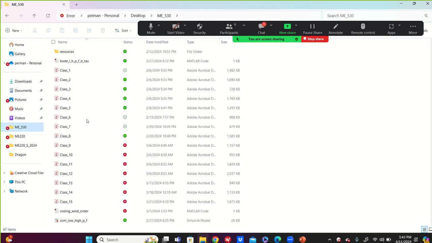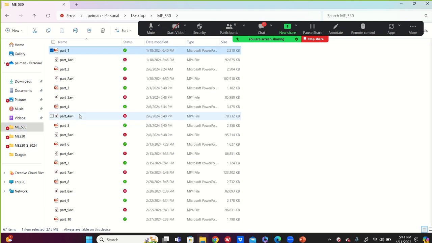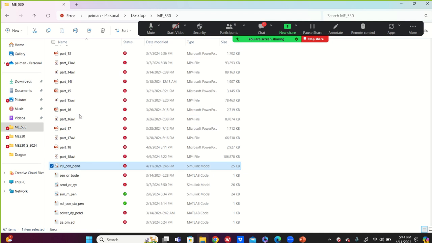File 13, and this is PD. I'm going to share this with you today because I'm going to be done with this PD controller pendulum.